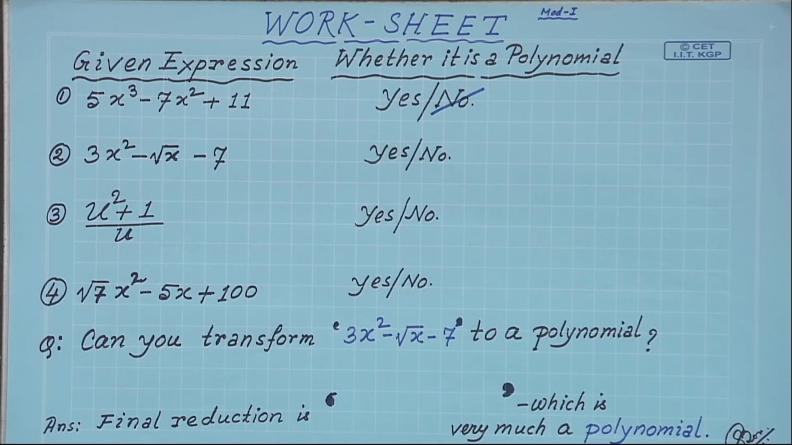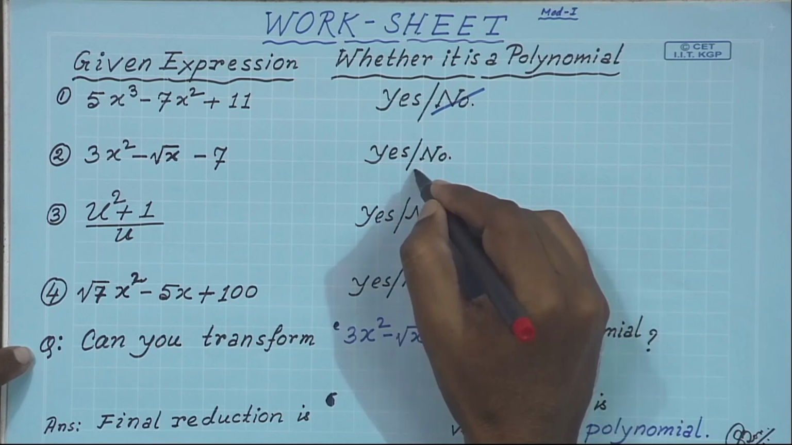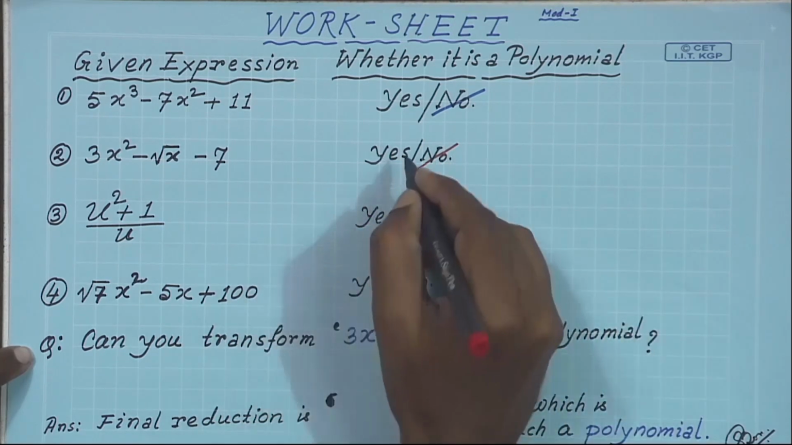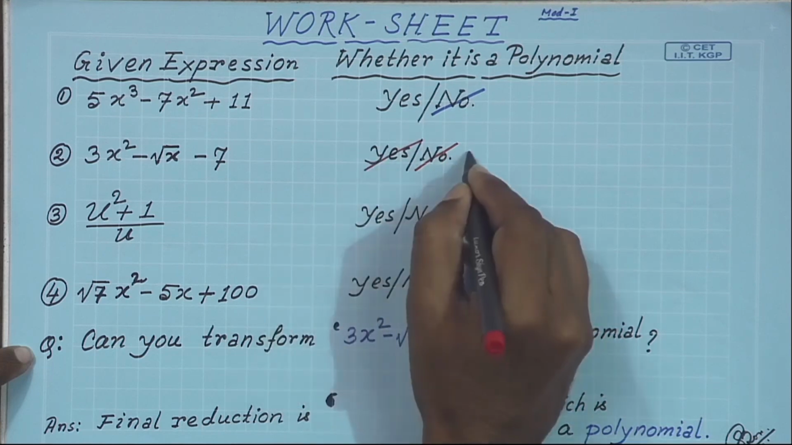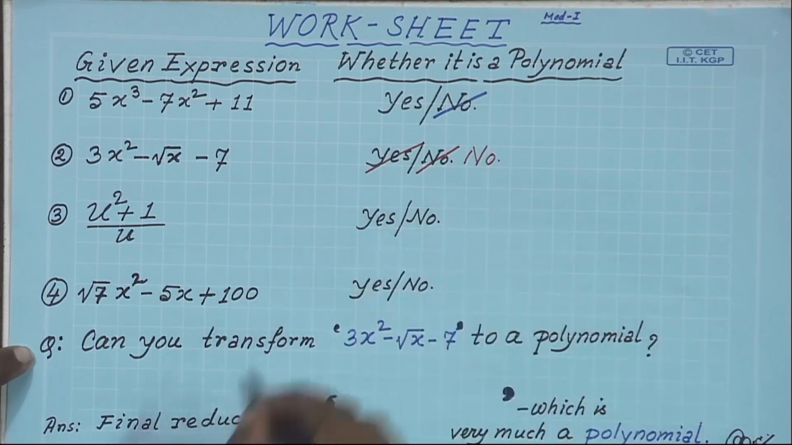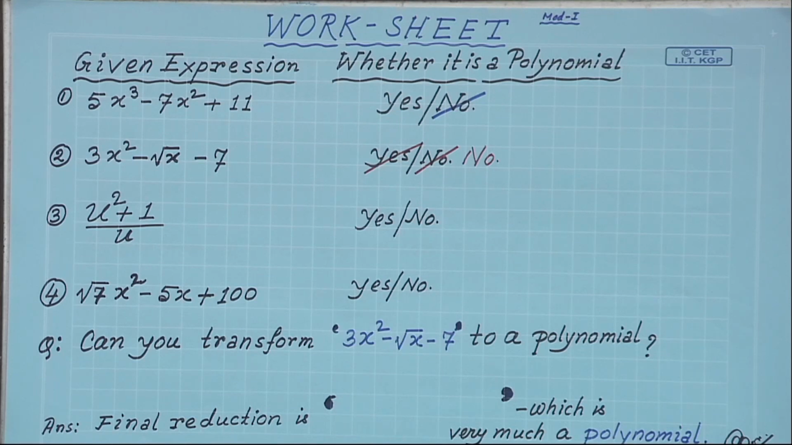And for the second one, the second one is not a polynomial, sir. Why? Because for the first term, the index of the power belongs to the whole number set, but in the case of the second term, we have written root x. Root x is nothing but x to the power half, and half does not belong to the set of whole numbers. So, that is the reason this will not be a polynomial. Therefore, we should strike out the yes option. No will stand. Okay. This is not a polynomial.